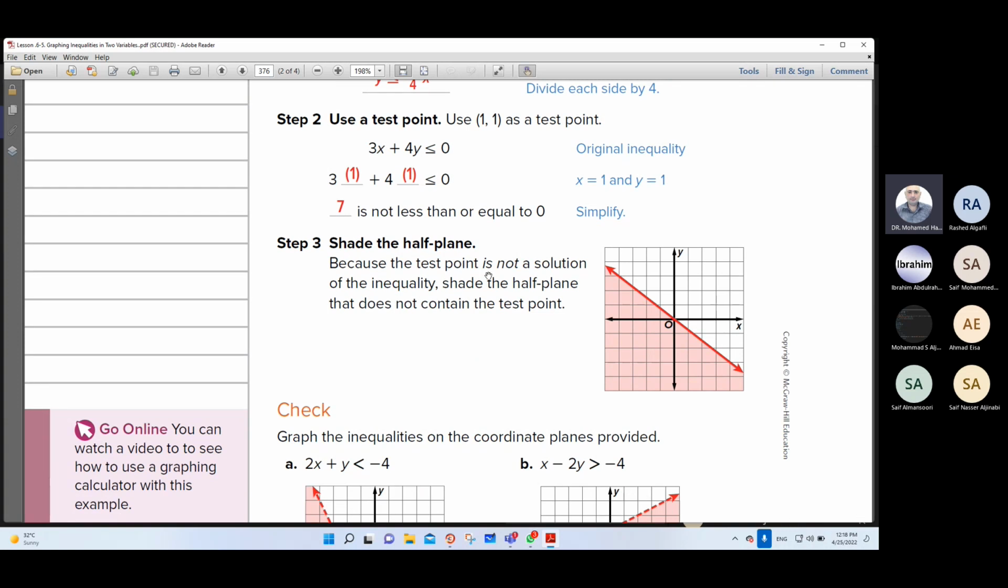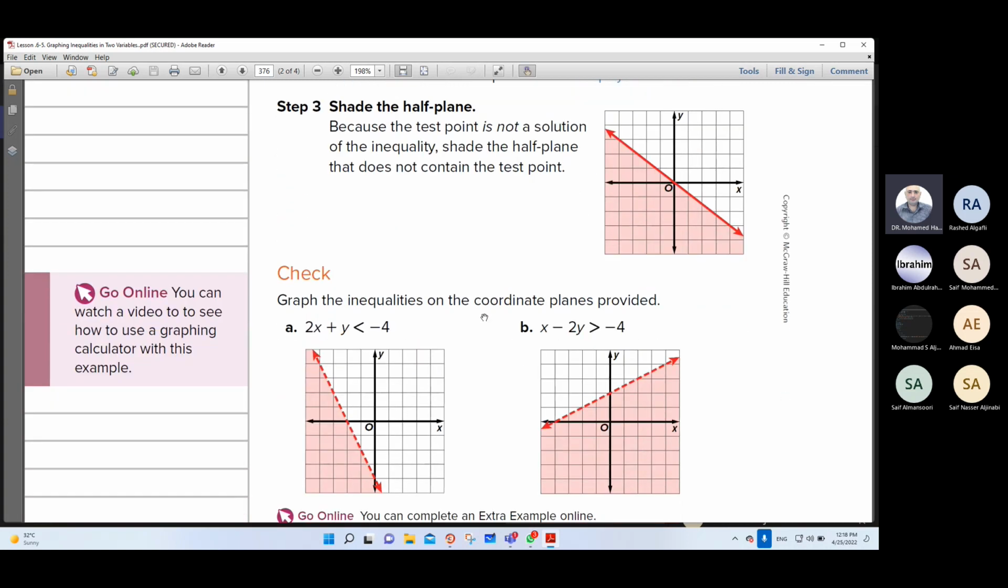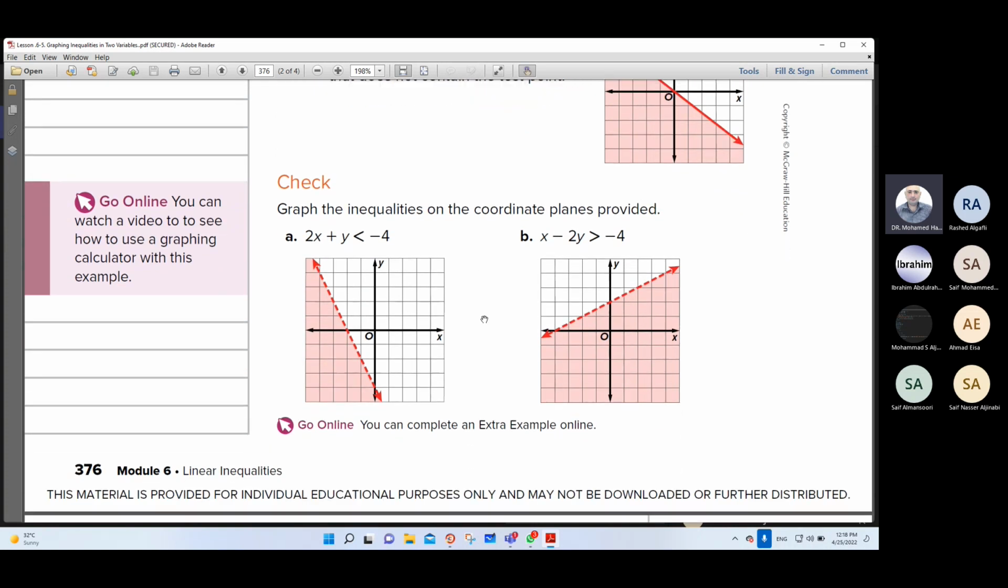So because the test point is not a solution of the inequality, shade the half plane that does not contain the test point. And as you see here, we don't have equal, so we draw the line dashed. And here the same idea. At first, we write this inequality as y less than. I will solve it with you.